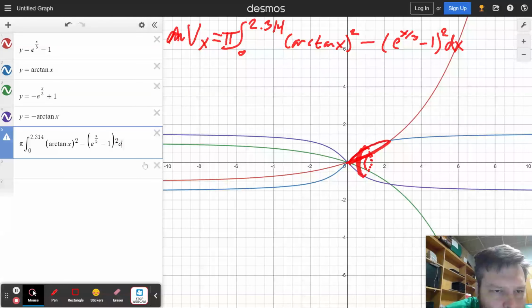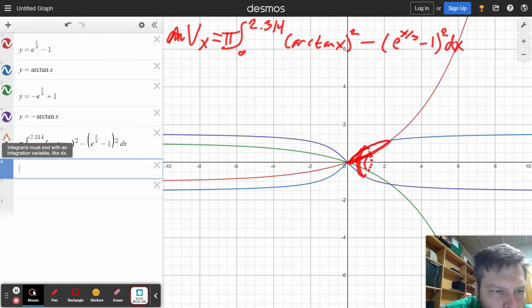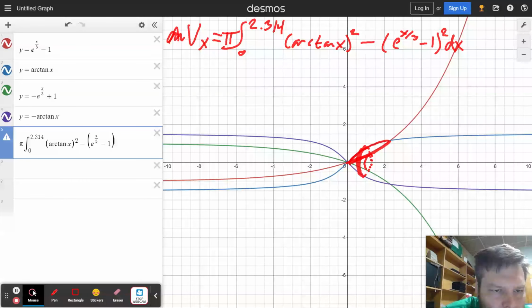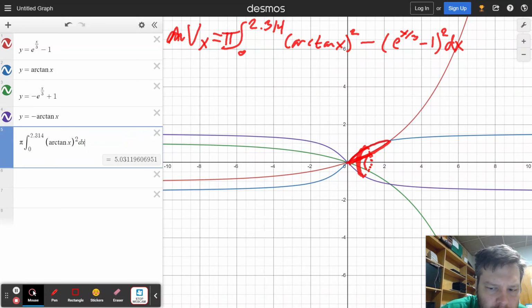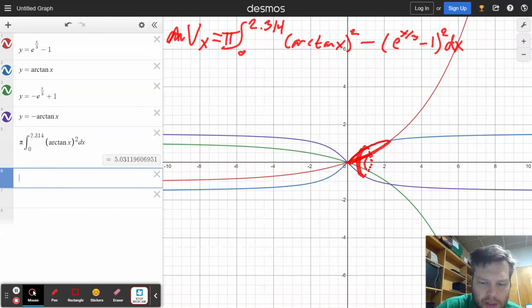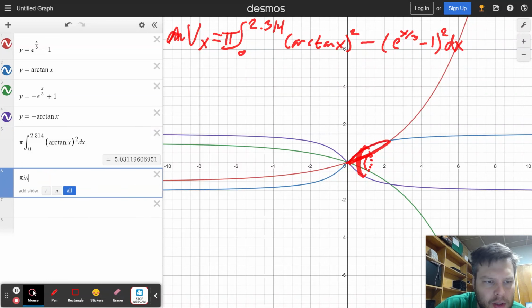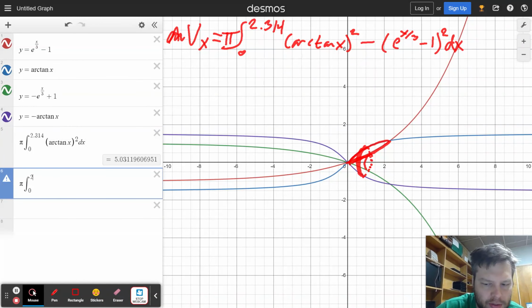Oh, why is that not working? It says integrand must end with an integration variable like dx. I think I did that. Interesting. Let's try it, maybe if I try it in two different integrals. It's interesting. I don't know what little formatting issue I was having there.